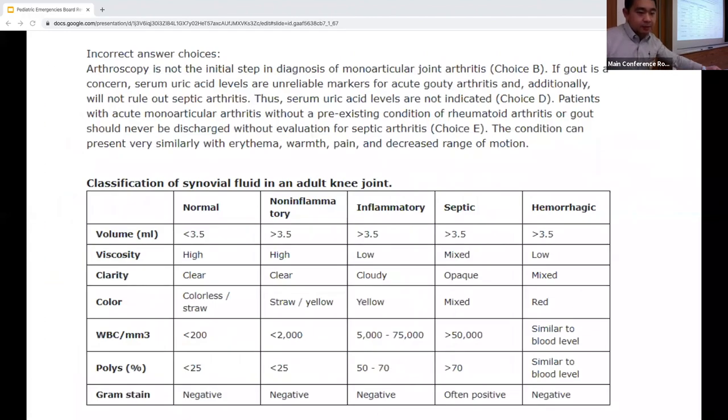And then in terms of synovial fluid analysis, for septic arthritis you're looking for 50,000 WBCs and more than 70% polys. Anything less than that is going to be either inflammatory or normal. So that's what you're looking for on the knee aspiration, which is very similar to the adult criteria.